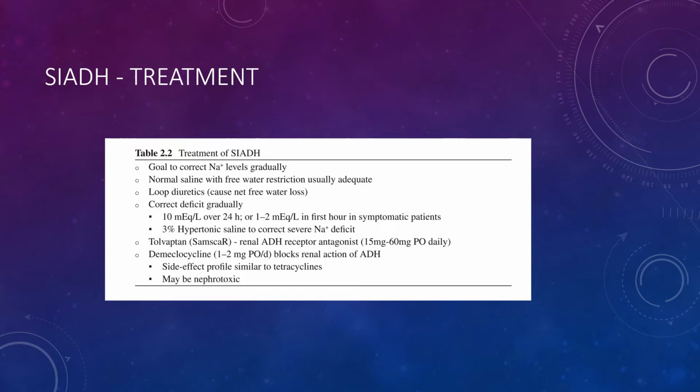But it's important to correct the deficit gradually. So 10 milliequivalents per liter over 24 hours, or 1 to 2 milliequivalents per liter in the first hour in symptomatic patients. If they have a severe sodium deficit, you can use 3% hypertonic saline in this case. Other things like tolvaptan, which is a renal ADH receptor antagonist, and demeclocycline, which blocks renal action at the collecting duct, are also options here.